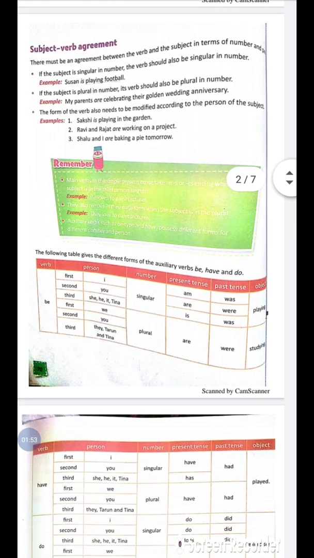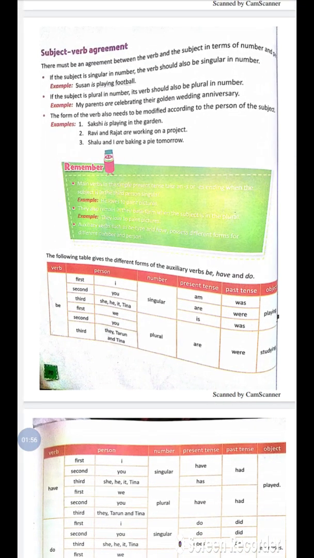There must be an agreement between the verb and the subject in terms of number and person. Okay. In terms of number, if the subject is singular in number, the verb should also be singular in number. For example, Sushan is a subject in singular number, so the verb we have used is also singular in number. If the subject is plural in number, then the verb we have to use is also plural in number. My parents are celebrating their golden wedding anniversary.